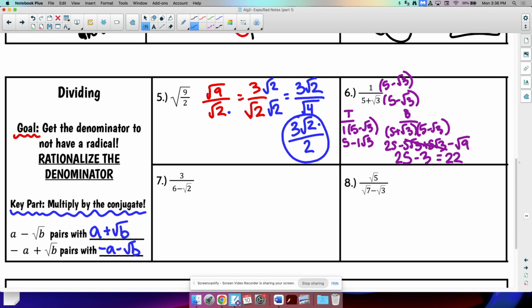So after multiplying them separately, we just come back and we put our new top over our new bottom.